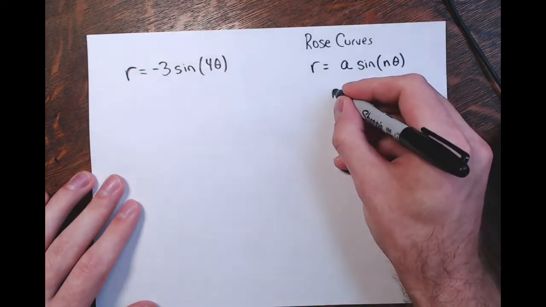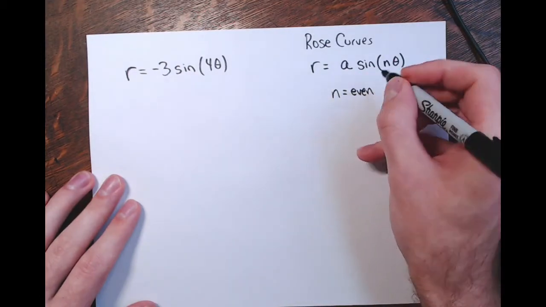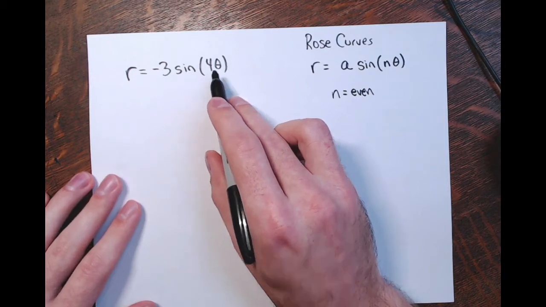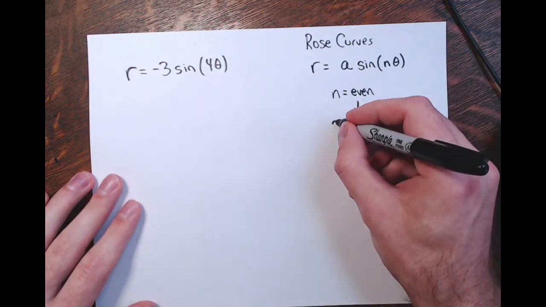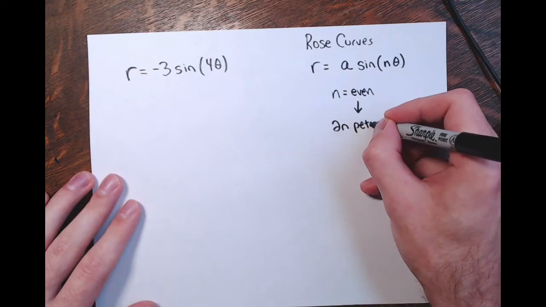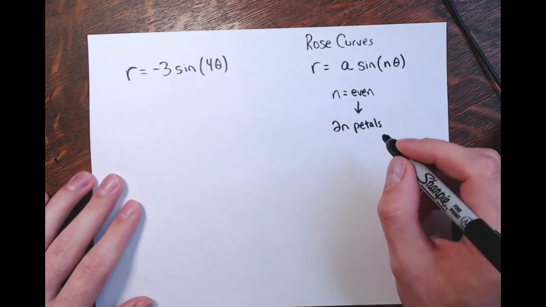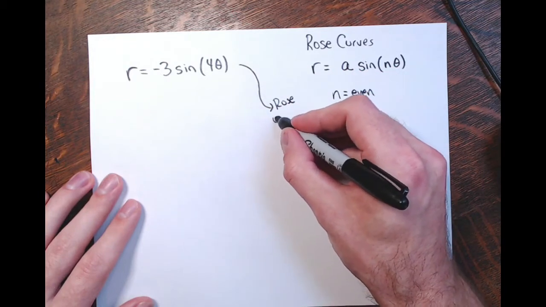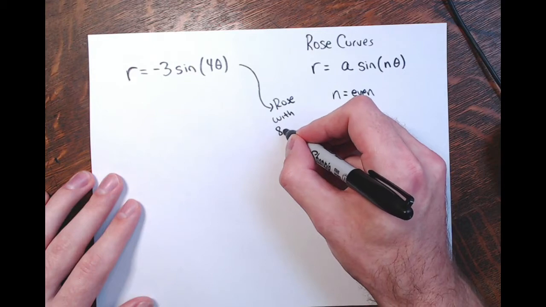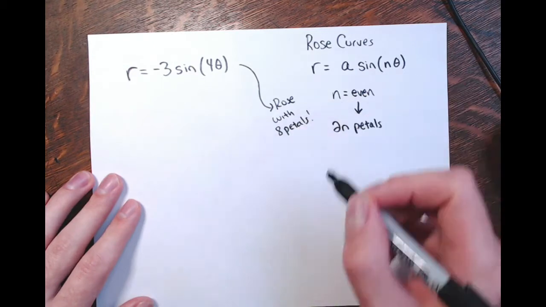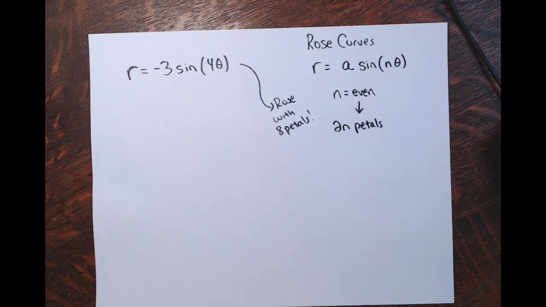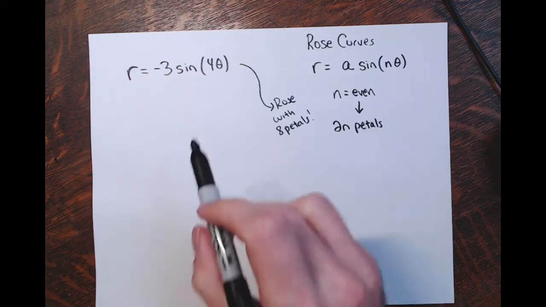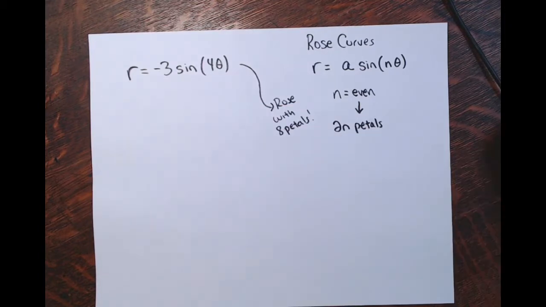So remember, when n was even, which it is here, this 4 theta, you had 2 times that many petals in the rose. So this is going to be a rose curve with 8 petals. And when the number was odd, it was a rose curve with just that many petals. If that was 3 theta, it would just have 3 petals. All right, so let's see this happening.